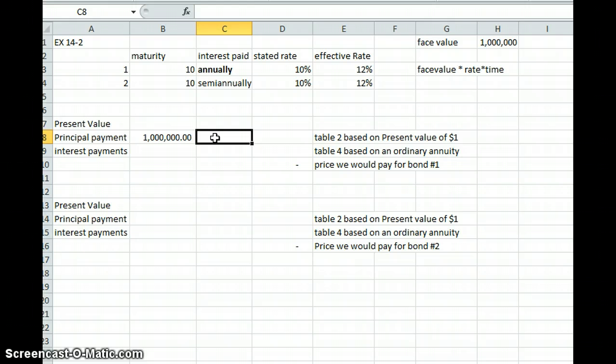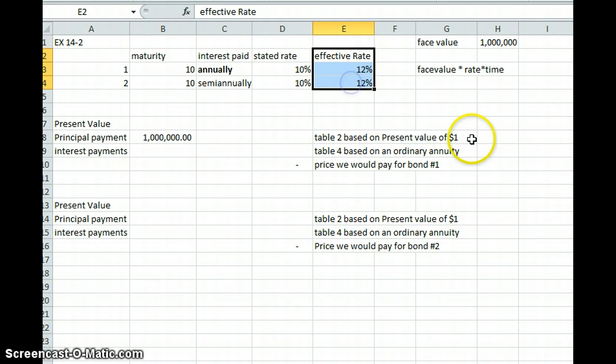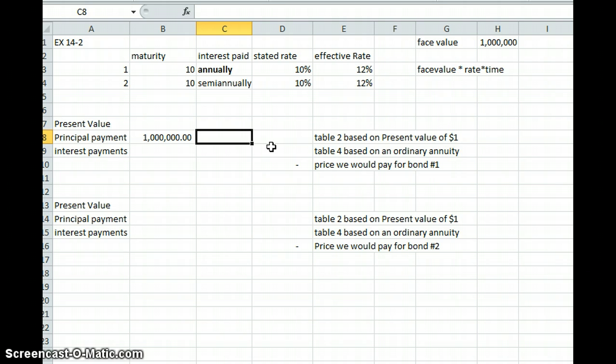And then we need to use the effective rate. Whenever you're doing present value calculations, you should always focus on the effective rate. And our effective rate is going to be 12%. We're going to use the whole amount because it's an annual interest rate and we are paid annually. So we're going to go from 10 all the way across to 12%.